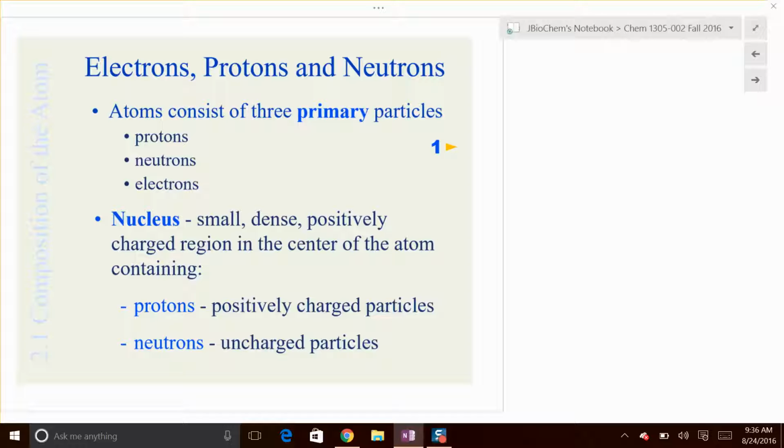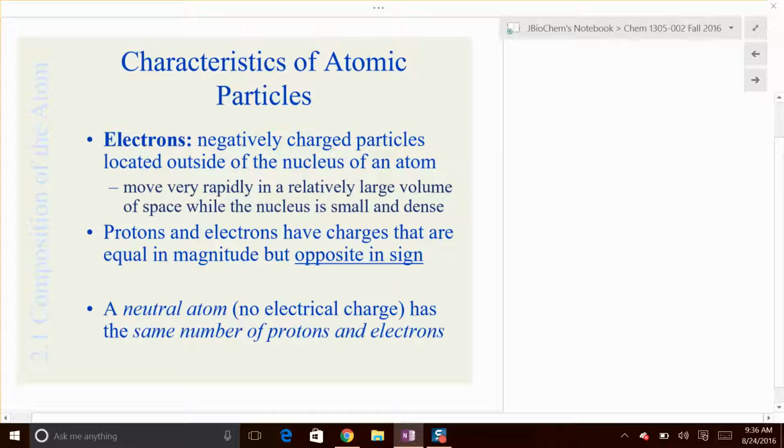And then surrounding that would be the electrons. The electrons are negatively charged particles. They're located on the outside of the nucleus of the atom, so they're surrounding that nucleus. They're moving rapidly, okay, in what we would consider a relatively large volume for an electron. If you consider how small an atom is, right? But then consider how small an electron is, even way smaller than that. So the space in which it moves is a large volume to it because it's such a tiny thing.